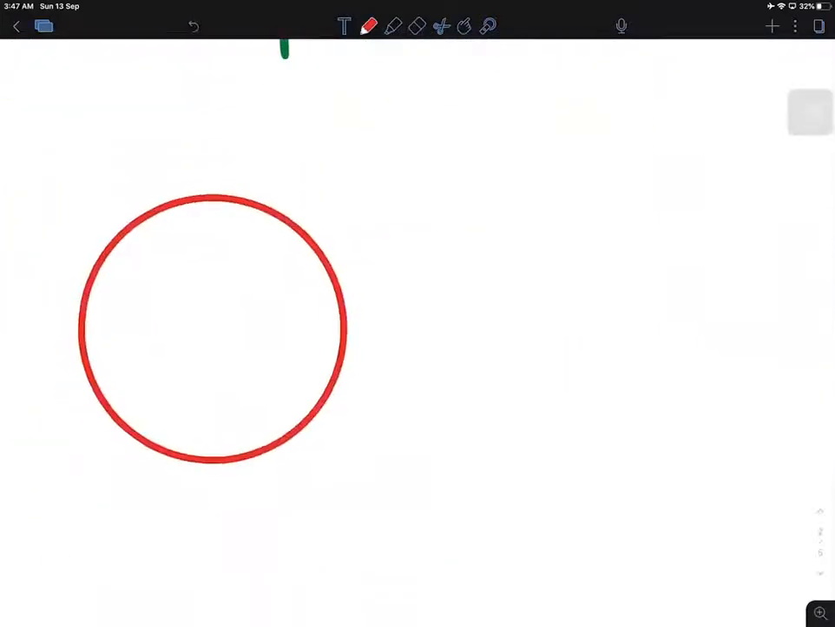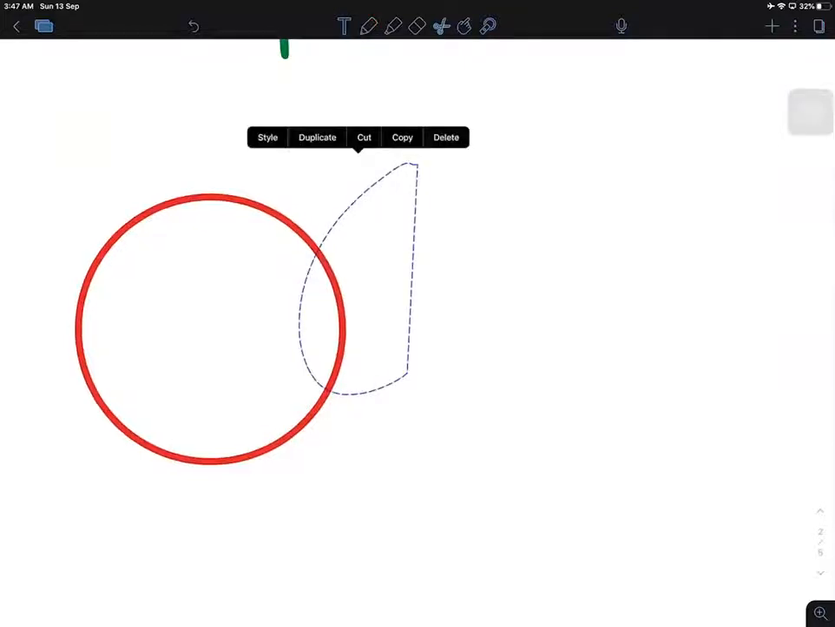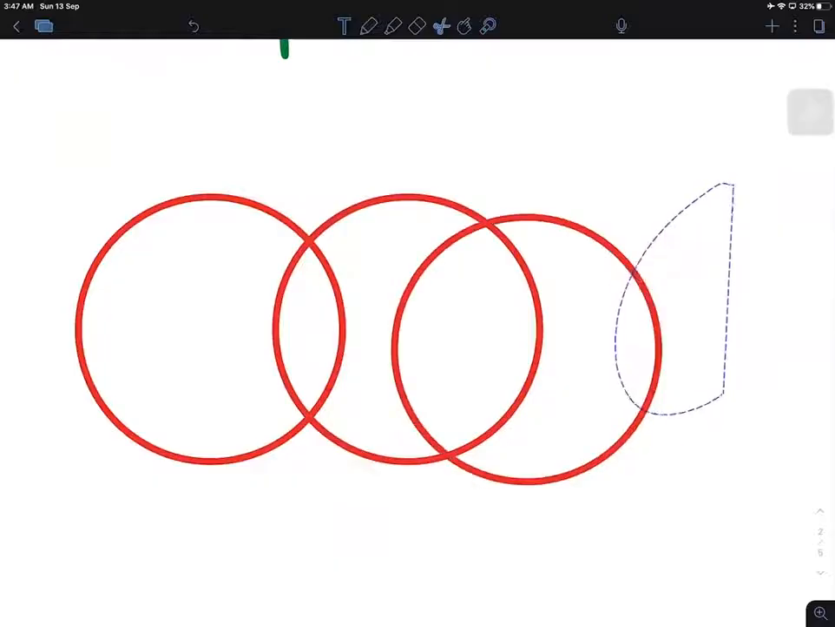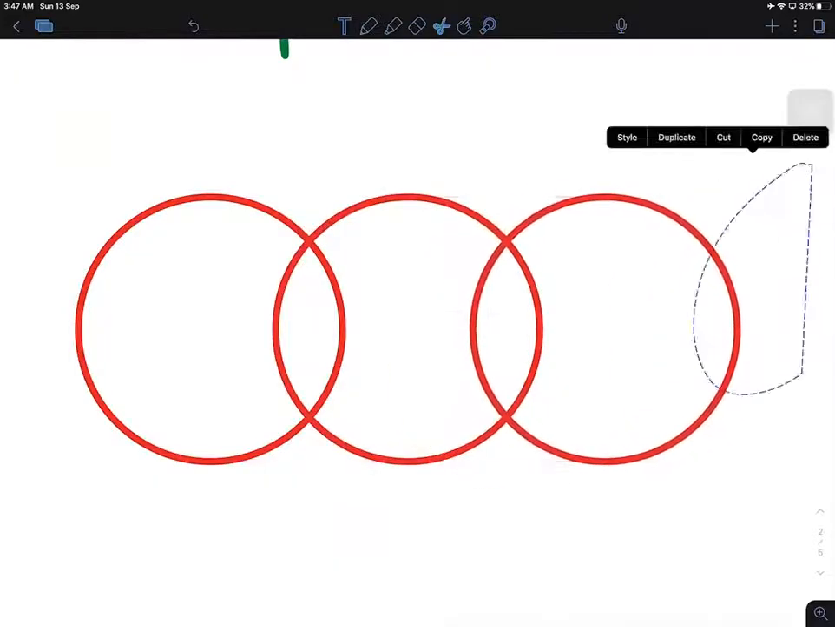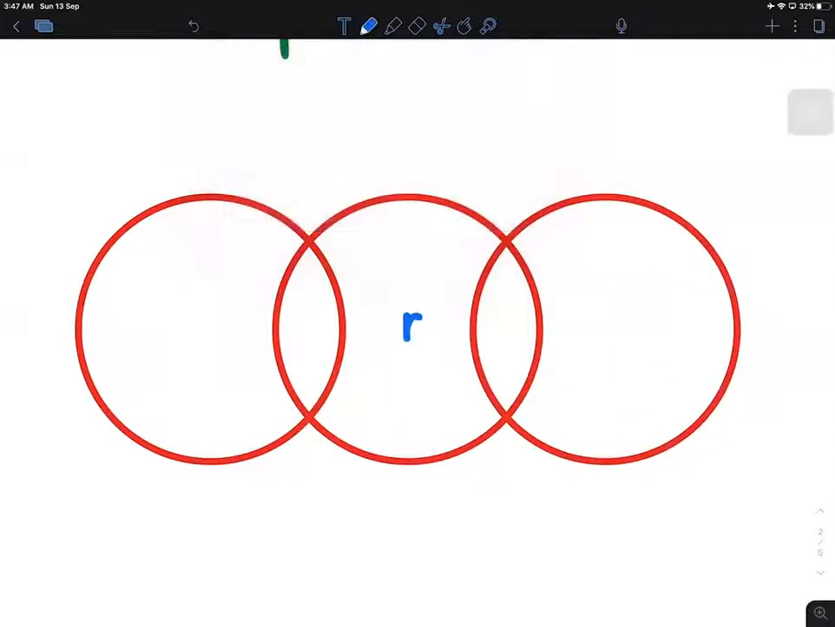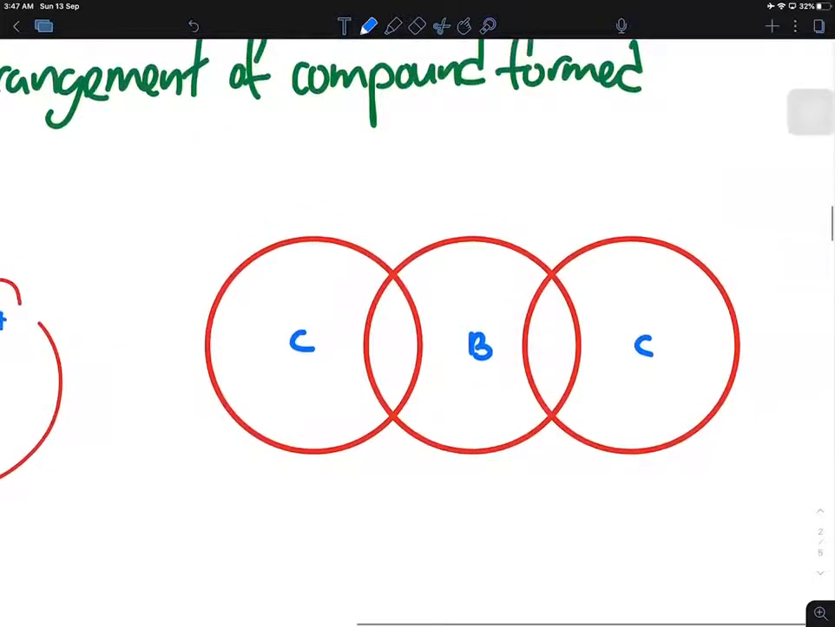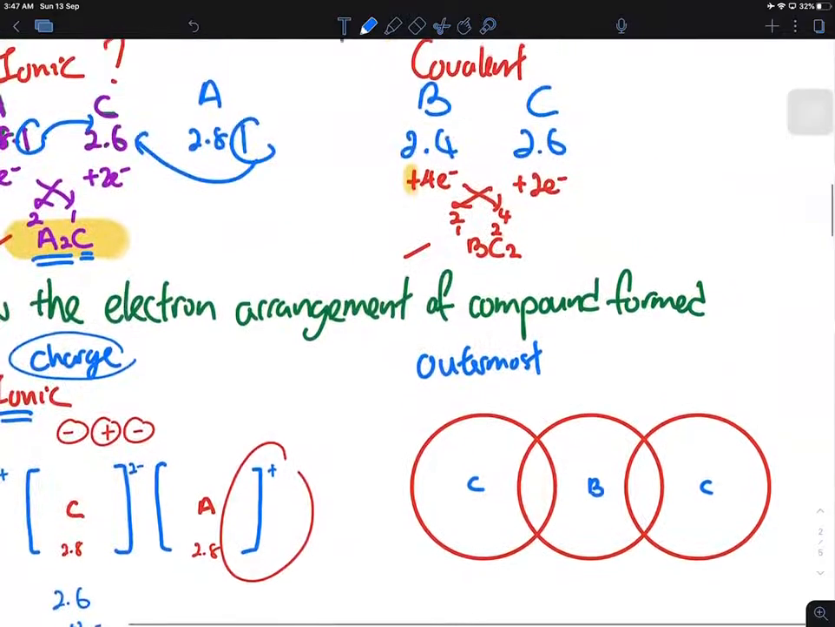BC2, sharing electrons means they are going to overlap. They're going to overlap. So BC2, same thing. 1B, 2C. What I would do, how I start to draw this covalent compound, is I start from the outermost shell. Draw the last shell first. It will be much easier for you to draw it.